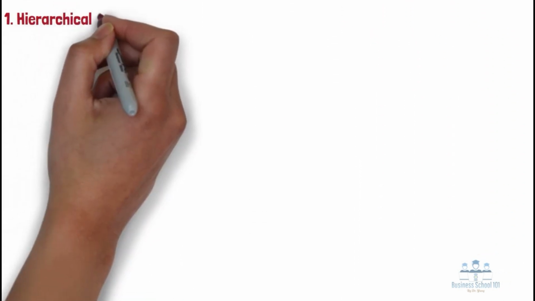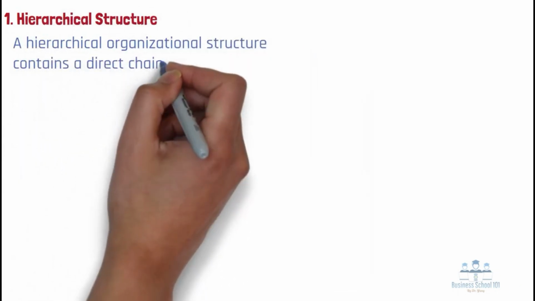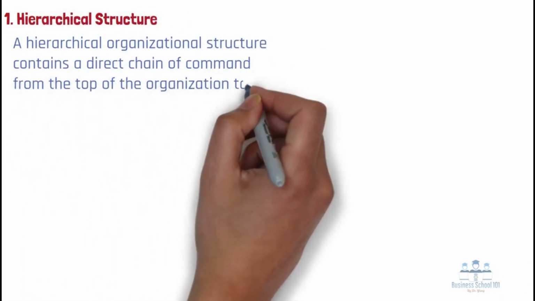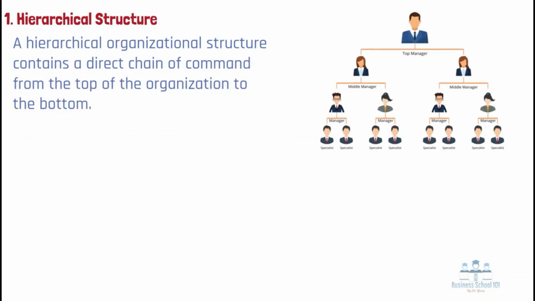Type 1. Hierarchical structure. A hierarchical organizational structure contains a direct chain of command from the top of the organization to the bottom. Senior management makes all critical decisions, which are then passed down through subsidiary levels of management. If someone at the bottom of this organizational pyramid wants to make a decision, they pass the request up through the chain of command for approval. The hierarchical structure has the following advantages.